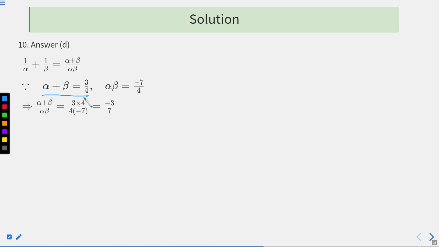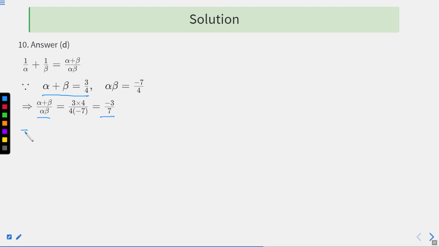Okay, so then alpha times beta is equal to minus 7 by 4. And now if we divide alpha plus beta by alpha beta, then we get (alpha plus beta) divided by alpha beta, which is equal to basically 3 into 4 divided by 4 into minus 7. Okay, and this is equal to minus 3 upon 7.